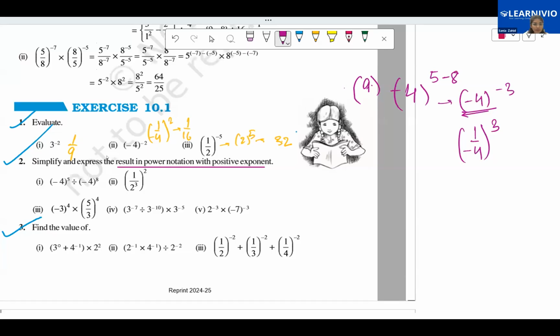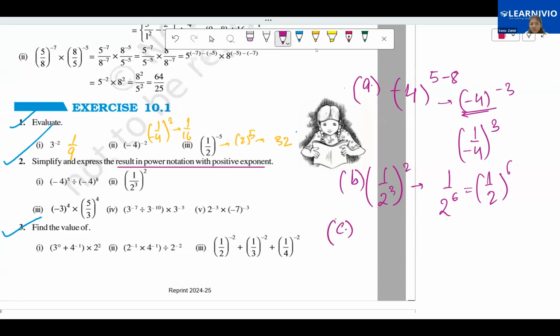Now the second one will be 1 by 2 to the power, 3 and 2, so it becomes 1 by 2 to the power 6. You can either write 1 by 2 to the power 6, or you can also write 1 by 2 to the whole power 6. It means the same thing. Both the answers are correct. We come to the C part.